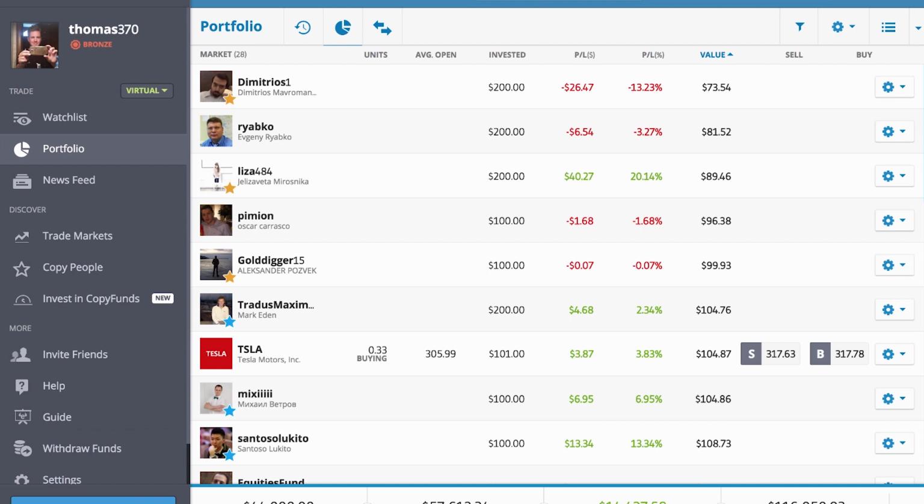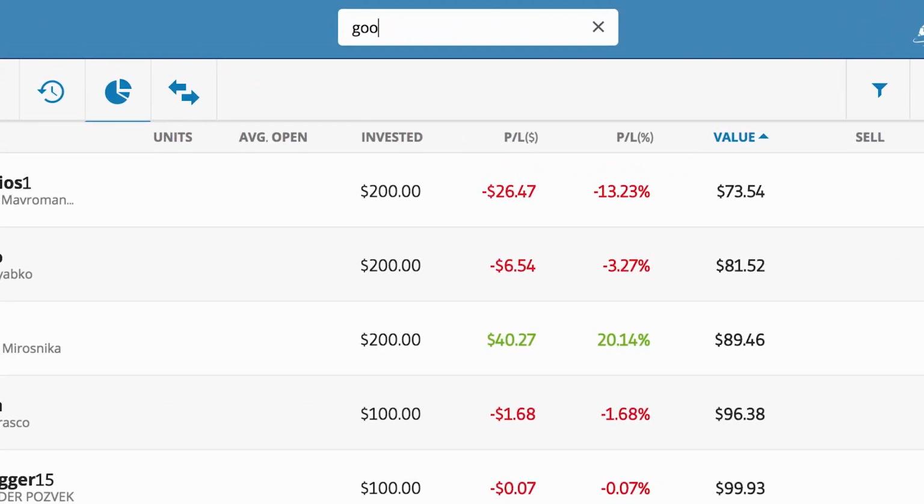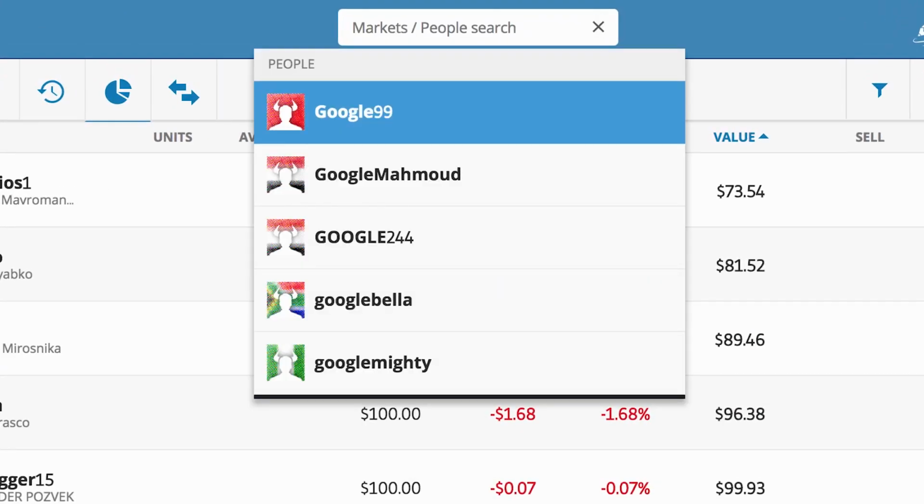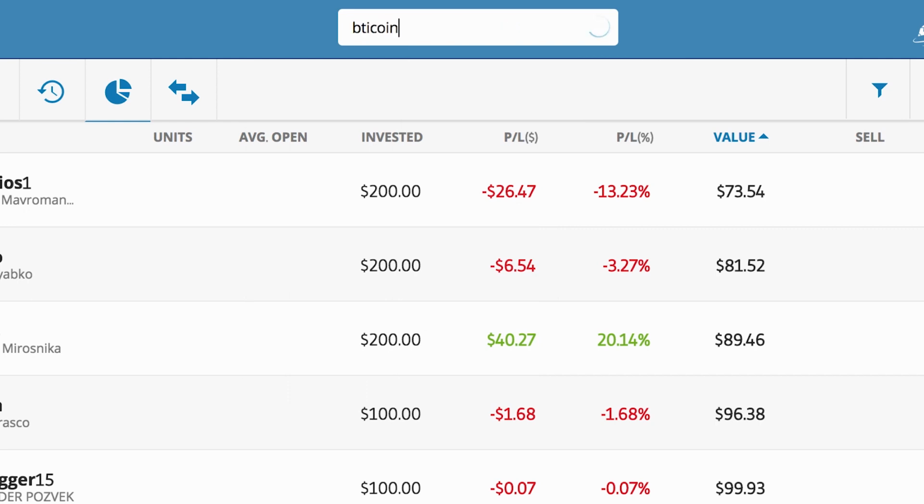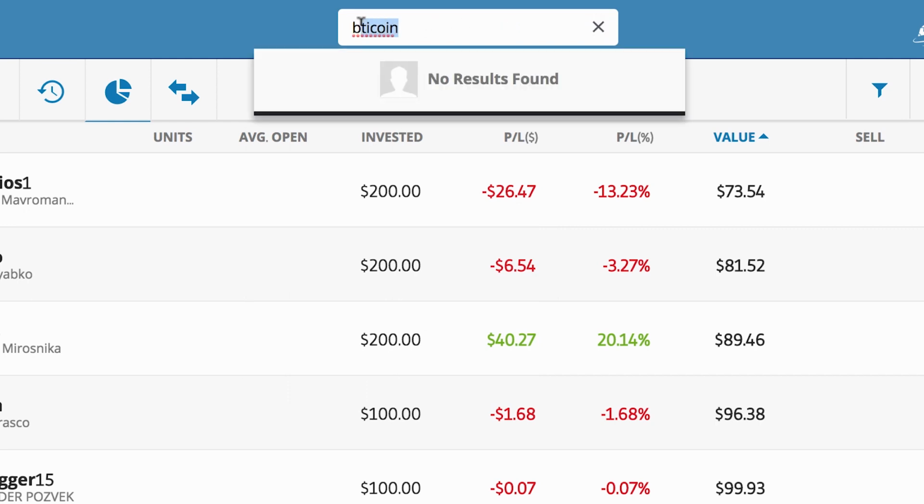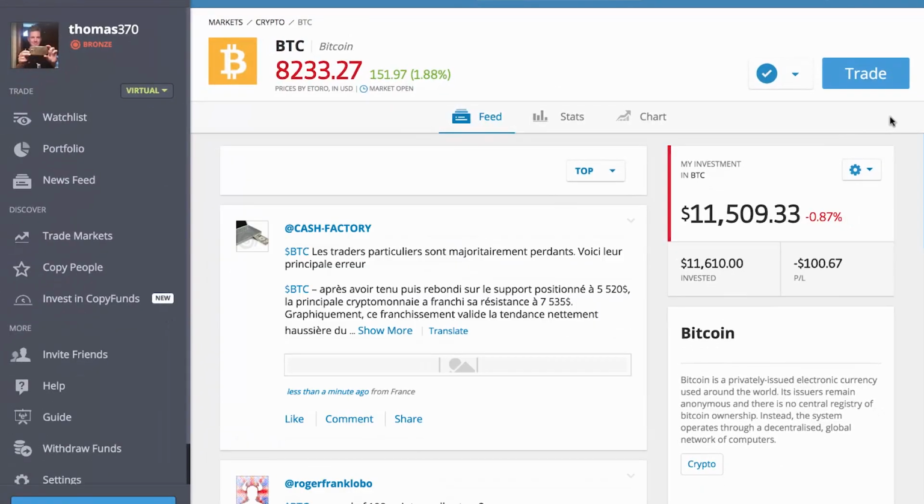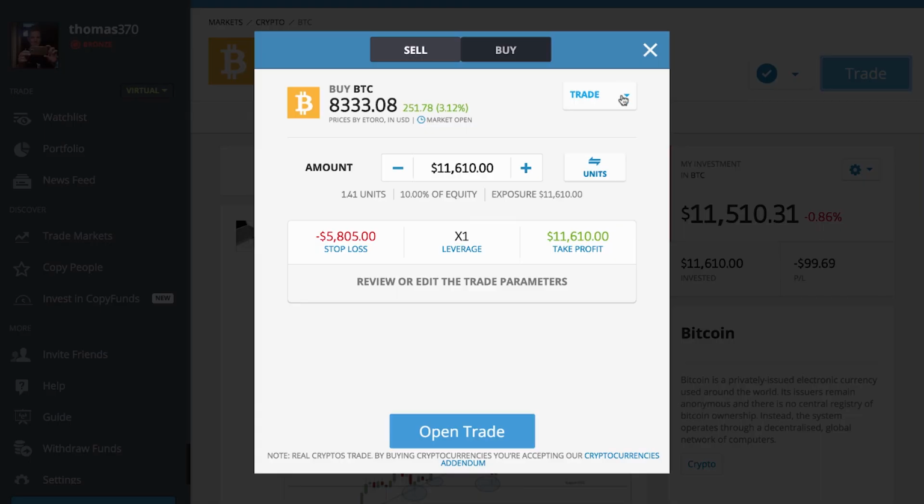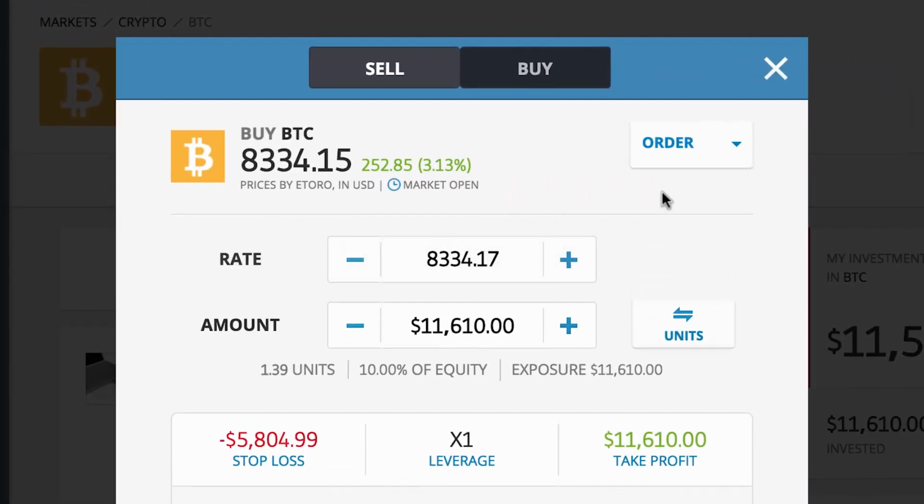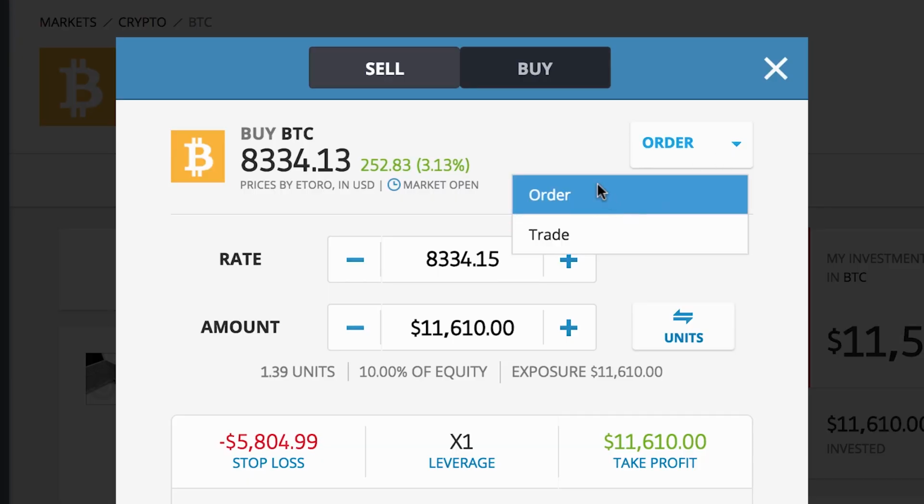So let's say I go to Google. All right, now let's say I go back to Bitcoin, because it'll show you the difference in how you do it again. So I go to Bitcoin, I want to trade some Bitcoin, and I click the trade button. Here's the trade button, and that's the difference. Here it's order and trade. On the stocks they treat it differently. So I go back to order.